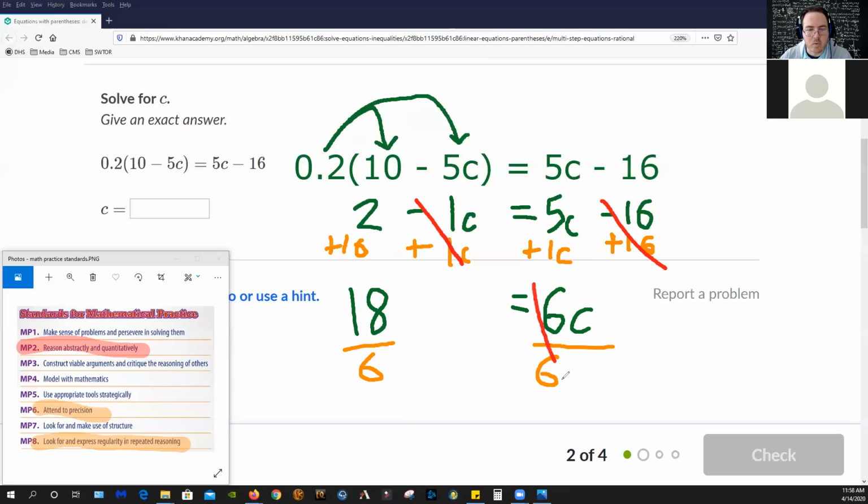Six divided by 6 is equal to 1, so that's just going to be 1c. And that's the whole reason we did that, because we want c equals stuff. So 18 divided by 6 is 3. So therefore, c is equal to 3.